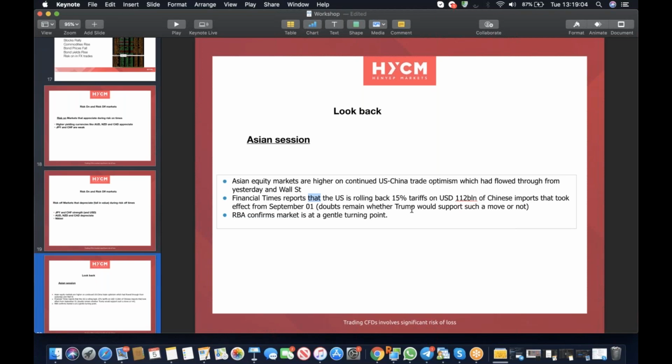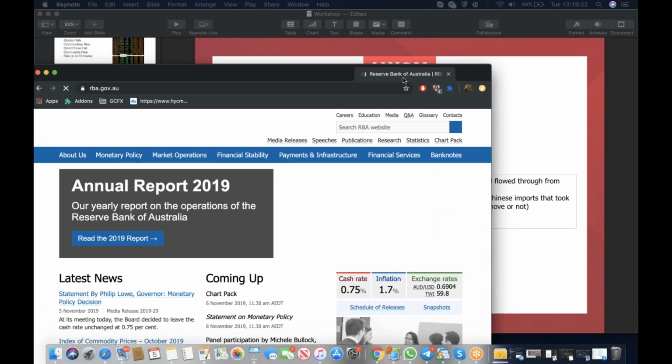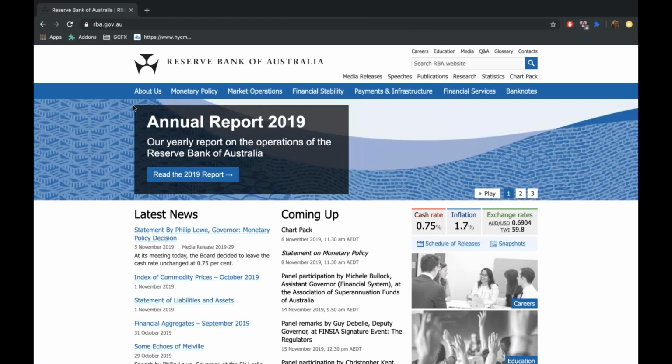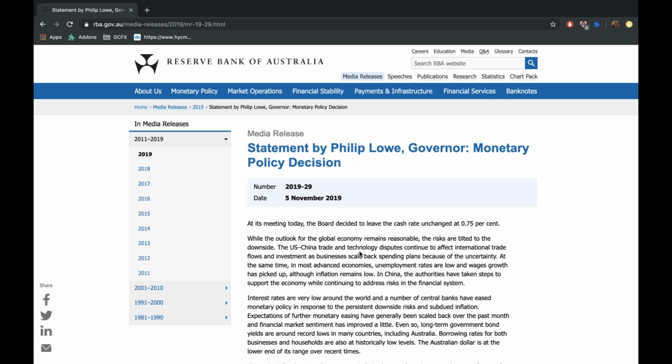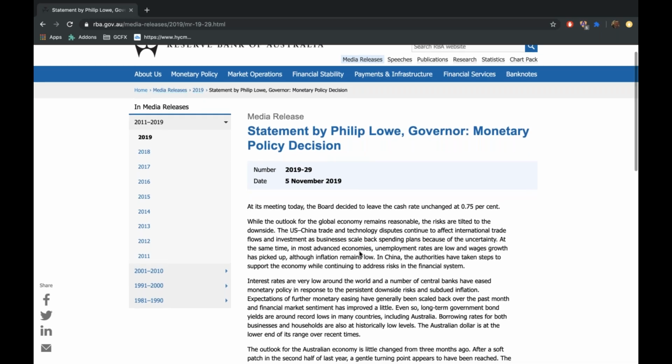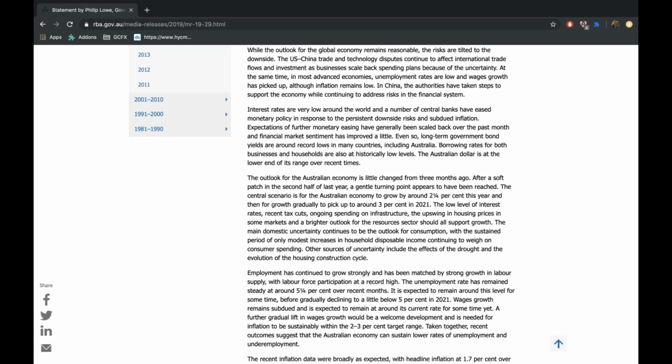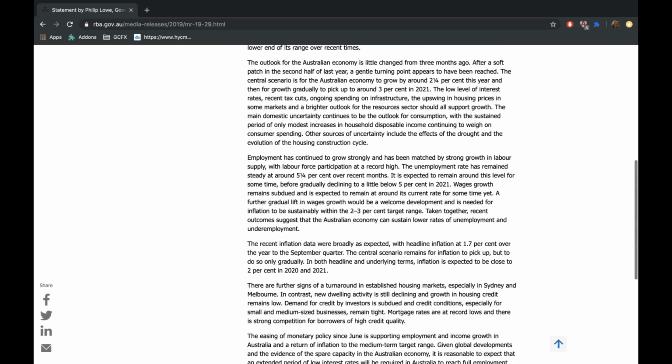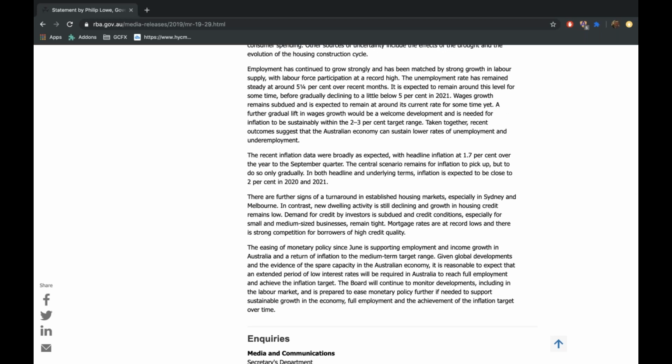The Reserve Bank of Australia has confirmed that the market is at a gentle turning point. Now that was coming out from the minutes from the Reserve Bank of Australia last night. Now I'm just going to call that up. Just going to go to their website. So here is the Reserve Bank of Australia website. You can just type it in, and this is the statement. Okay, so it's a good idea to read the statements in full. I'm not going to read the statements in full now because obviously, we're limited by time, but it is a good idea to read statements in full.